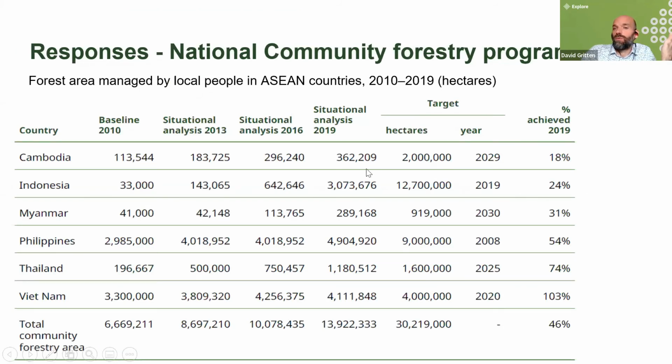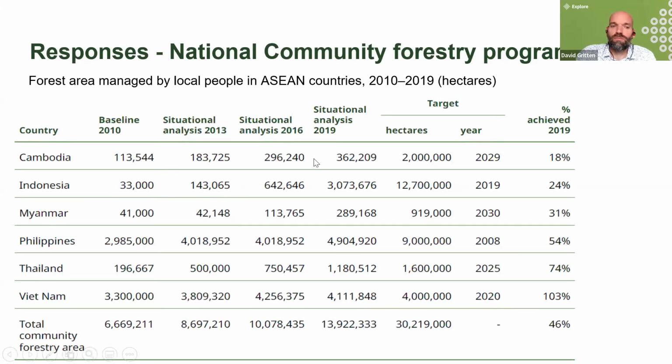So thinking about how this has happened and grown across the region. RECOF has been monitoring this for quite a few years, since 2010 when we first started monitoring. You can see, for example, in Cambodia, how community forestry has grown from 113,000 hectares to 360,000 hectares. We also need to understand more about what community forestry means in each of these countries, and actually how communities can benefit when they get tenure to their forests.